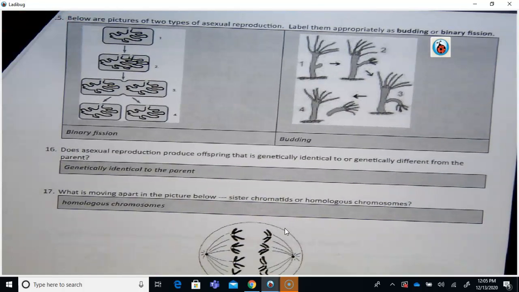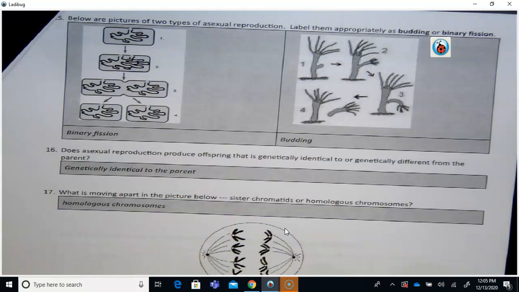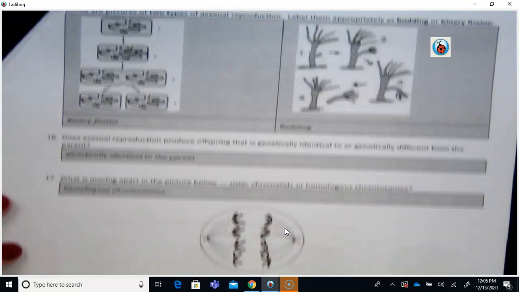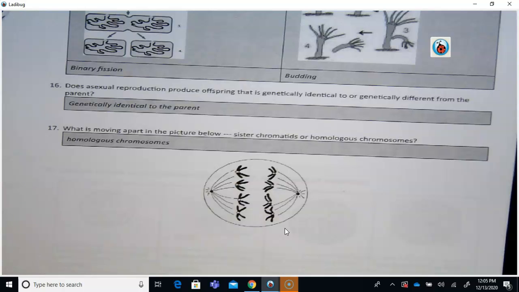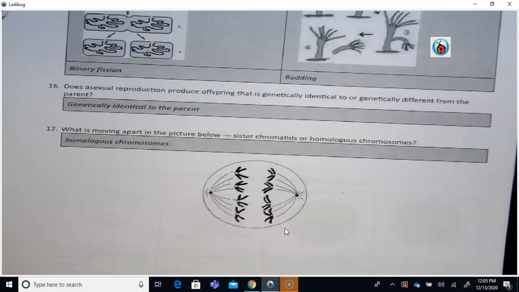Number 16, does asexual reproduction produce offspring that are genetically identical or genetically different from the parent? Genetically identical to the parent with asexual reproduction. Number 17, what is moving apart in the picture below? Sister chromatids or homologous chromosomes? Those are homologous chromosomes. So this is happening in meiosis.